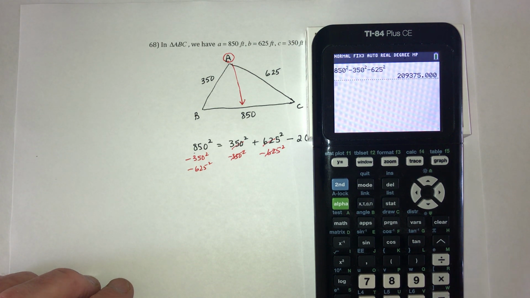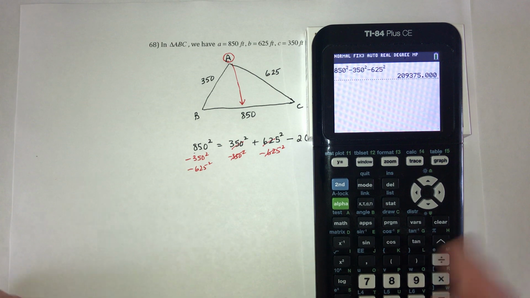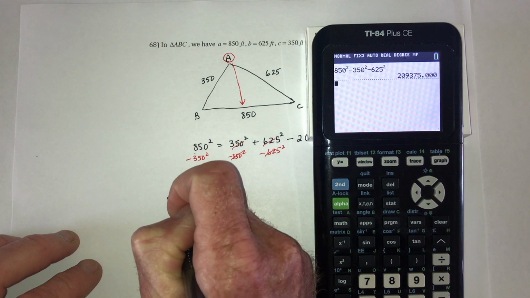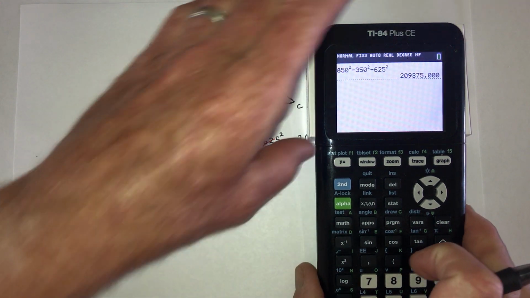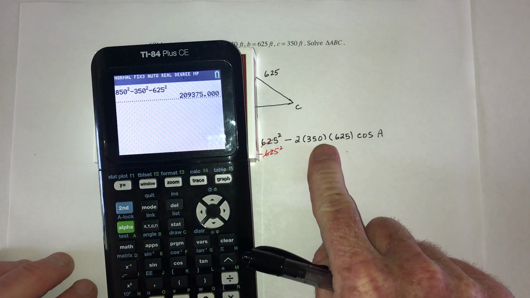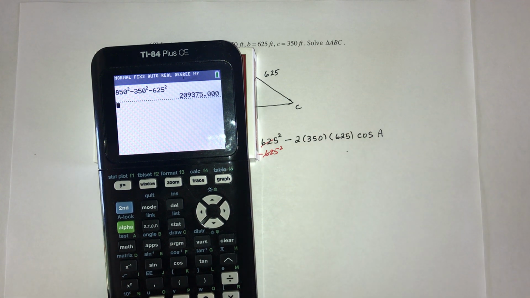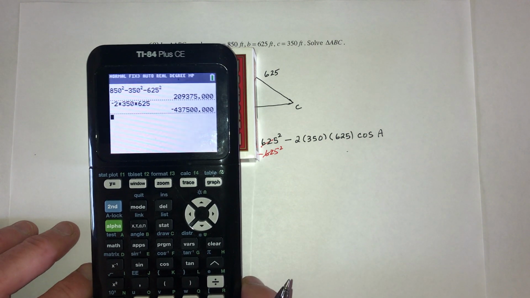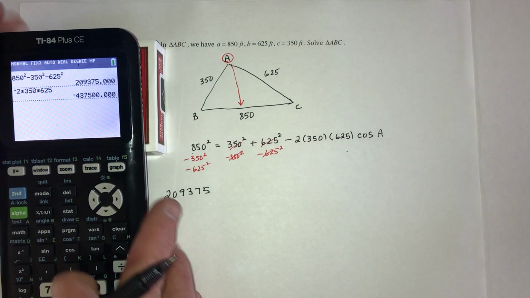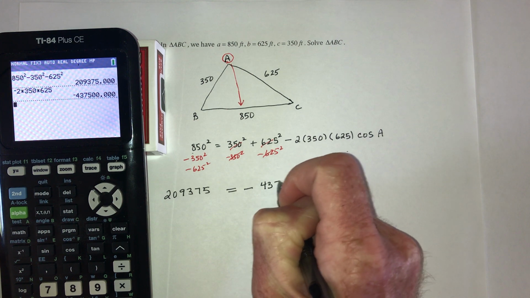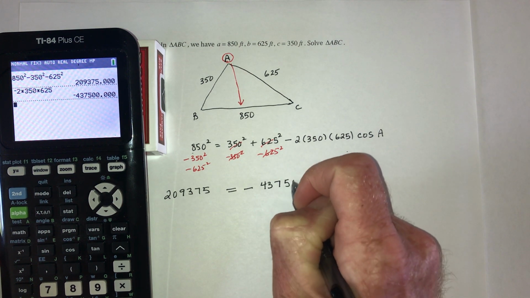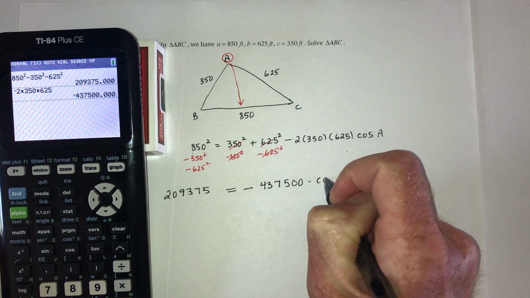Oh my, it's a big number. Okay. So it's 209,375. And then on this side, I'll go ahead and multiply this part. So there's negative 2 times 350 times 625. Oh my, it's a big number. So it equals negative 437,500 times cosine of A.